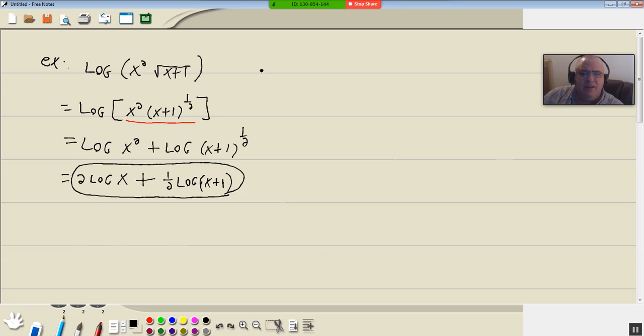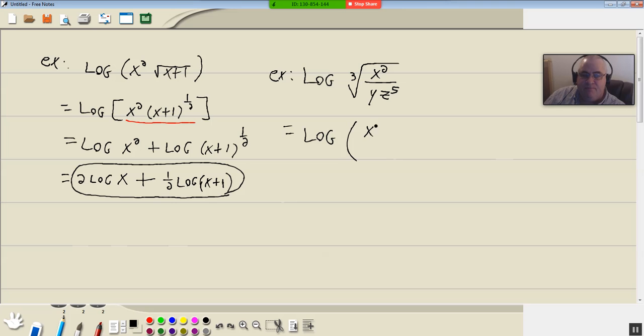Okay, let me look at another example. Log of the cube root of x squared over y z to the 5th. First off, we don't want radicals, so I'll rewrite that. X squared over y z to the 5th, rewrite it to the 1/3 power. That's what the cube root becomes.